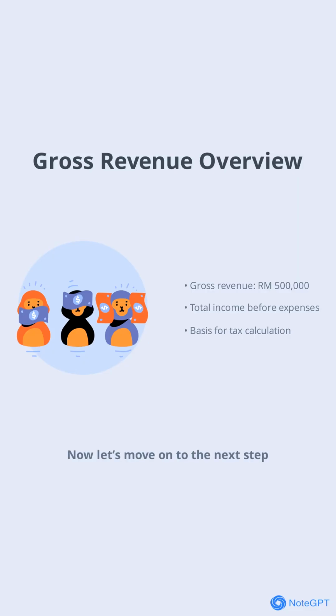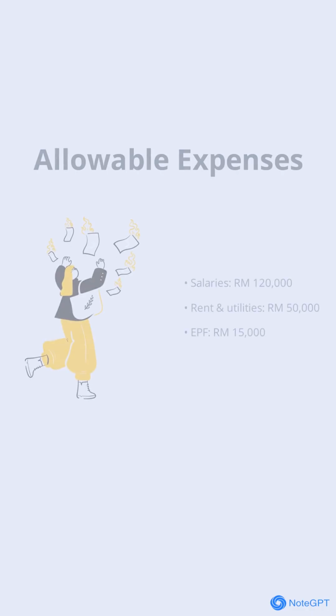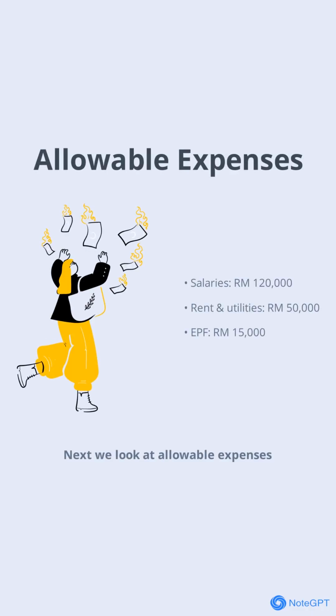Now let's move on to the next step, identifying allowable and non-allowable expenses. Next, we look at allowable expenses, which are costs that can be deducted from gross revenue to reduce taxable income. For ABC SDN BHD, allowable expenses include salaries and wages of RM 120,000, rent and utilities of RM 50,000, and EPF contributions of RM 15,000. These expenses are essential for running the business and are recognized by tax authorities as deductible. The total allowable expenses add up to RM 185,000. Deducting these from gross revenue helps lower the company's tax liability.